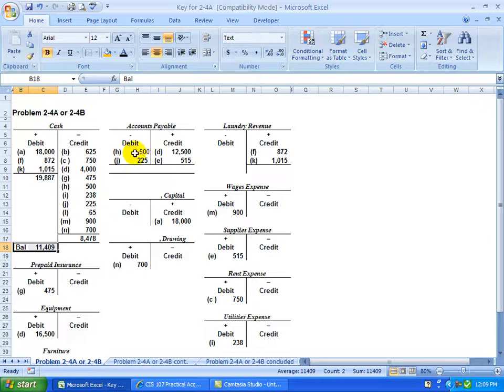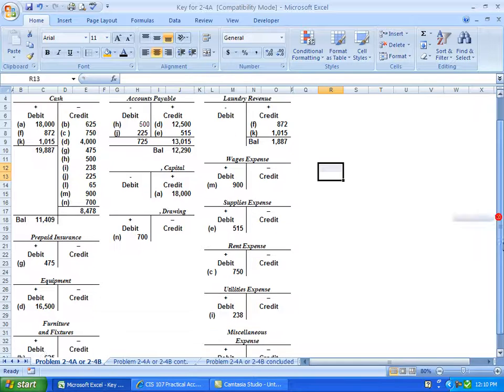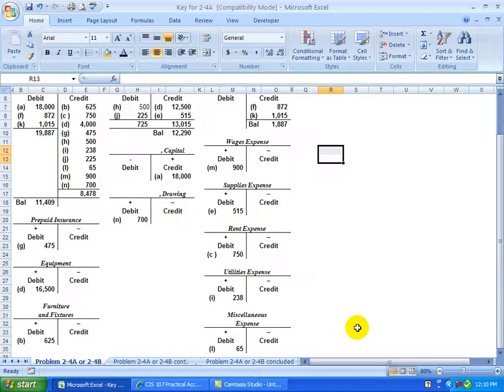When we look at our accounts payable, we're drawing a line and adding together our two debits for a total of $725, and adding our credits together, $13,005. The credit side is bigger, so therefore it has a credit balance of the difference, which is $12,290. Capital is okay the way it is, drawing is okay the way it is. Laundry revenue has two entries, so we have to draw a line and add those together. Our total revenue is $1,887, and I think everything else just has one item. So we're going to stop this video right now.